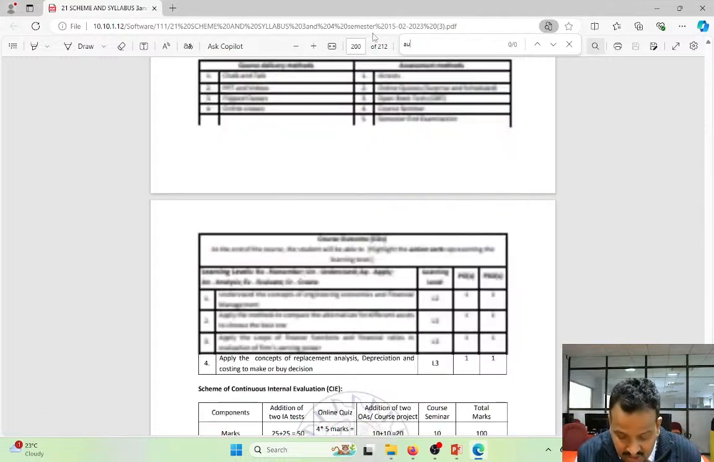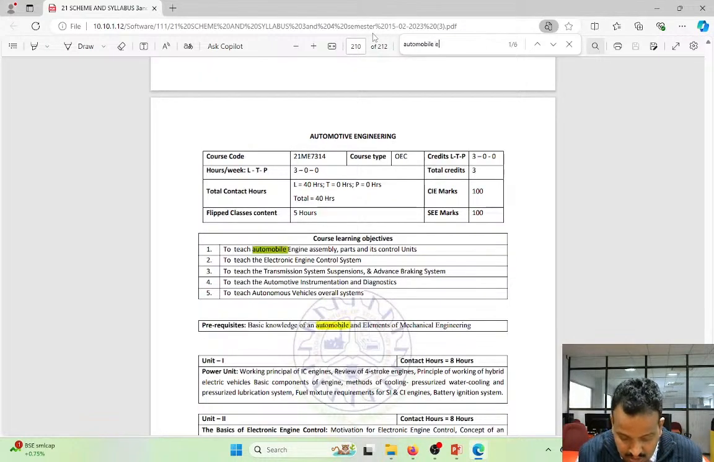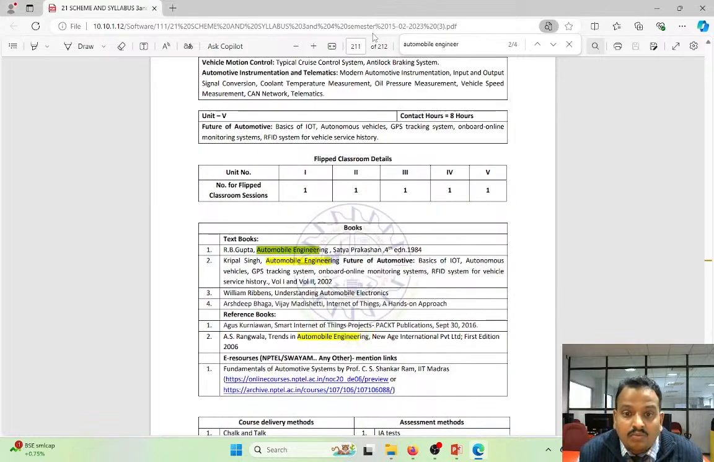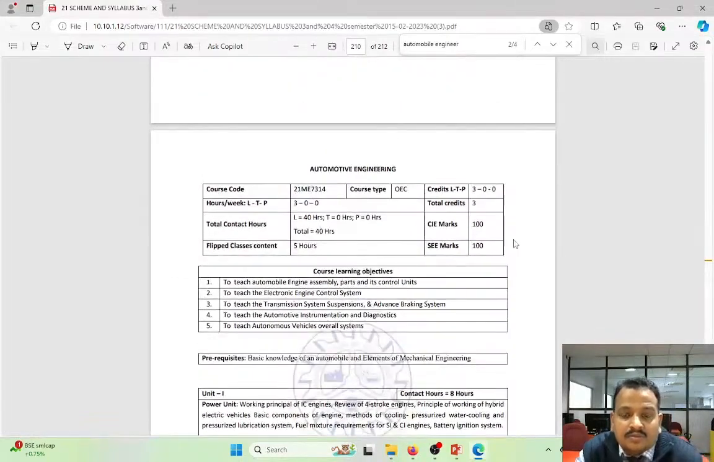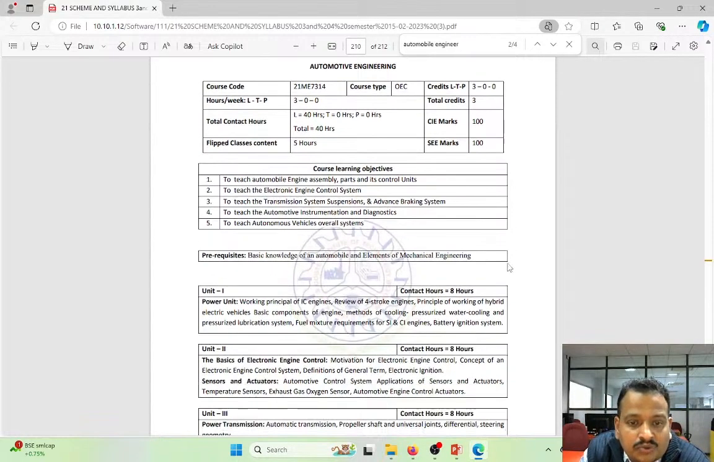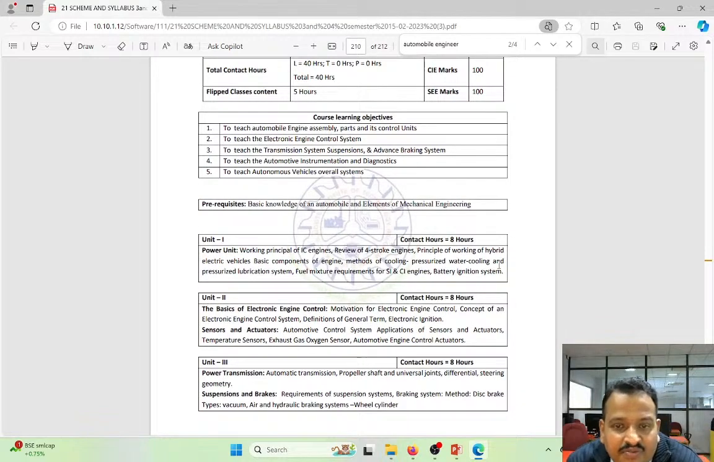The next one is automotive engineering, the 21ME7314. So here we have prerequisites of basic knowledge of an automobile and elements of mechanical engineering.